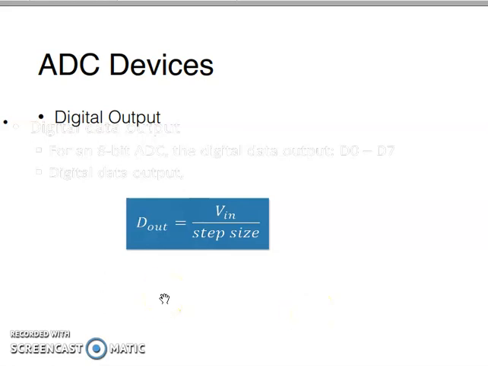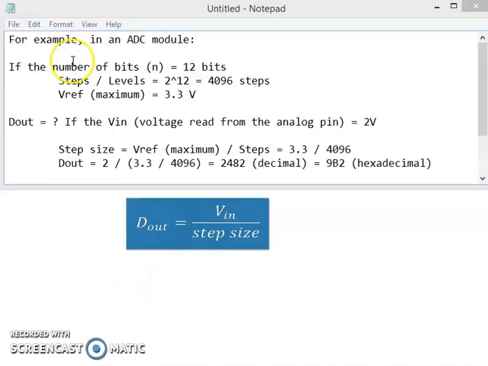This is the formula that can be used to get the converted value. As we can see over here, Vin stands for the input voltage captured by the analog sensor. Divide by step size, which is the step size of our ADC module. So let's take a look at one example.